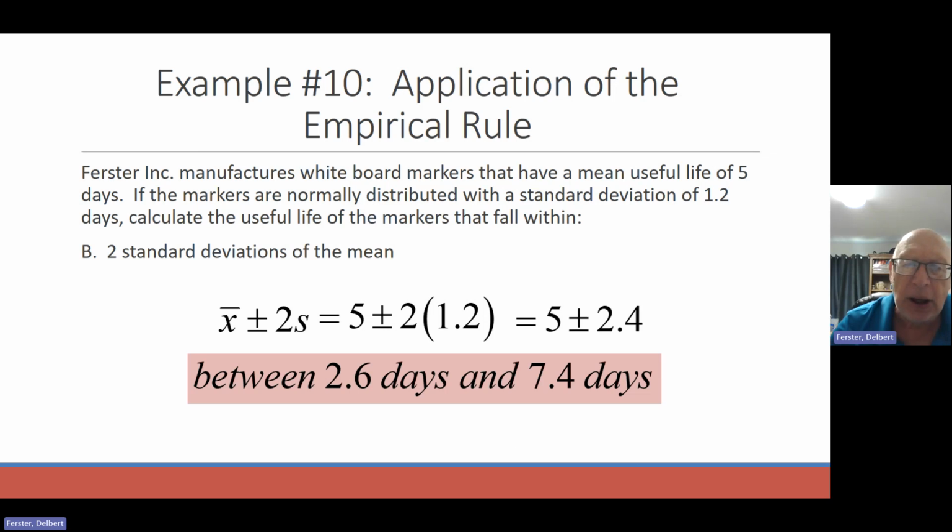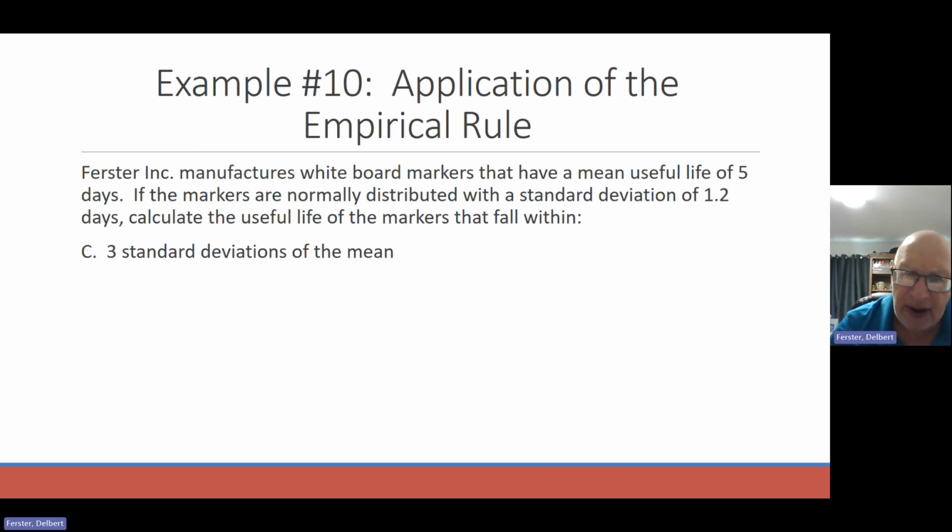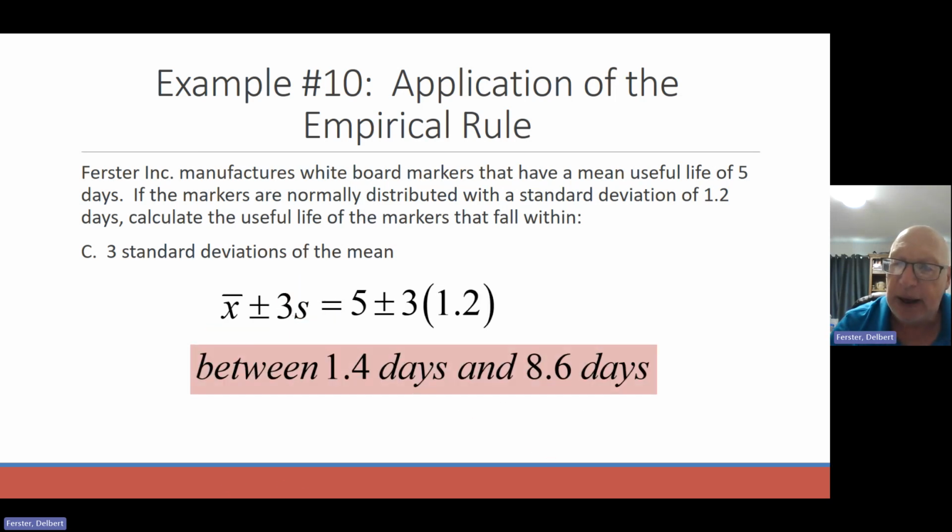Last but not least, if you say, well, I want to go 3 standard deviations, well, now you're tracking darn near our entire marker population. So 99.8% of our markers will fall within 3 standard deviations of the mean. And that's the same package of arithmetic. It's you and me and your calculator. So anywhere between 1.4 days and 8.6 days, we're making the claim that roughly 99% of our markers fall between 1.4 days and 8.6 days in terms of life expectancy or practical usefulness. Okay?